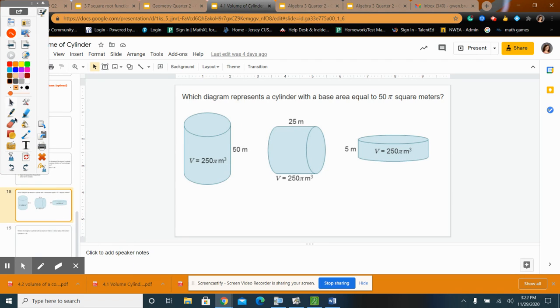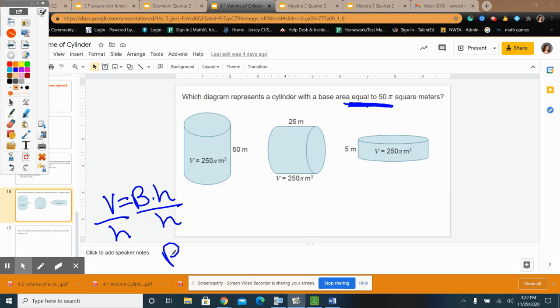Okay, they want to know which one of these figures has the area of the base equal to 50 pi, because they're telling us the whole thing. Well, what did we just do there? Well, we took the volume, which was big B times h, and we just divided it by h to get what big B is. So we're going to take the volume and divide it by h and see which one gives me 50 pi. So let's try that. What's 250 pi divided by 50? Well, what's 250 divided by 50? That's just 5. That's just 5 pi. That's not big enough, so it's not this one.